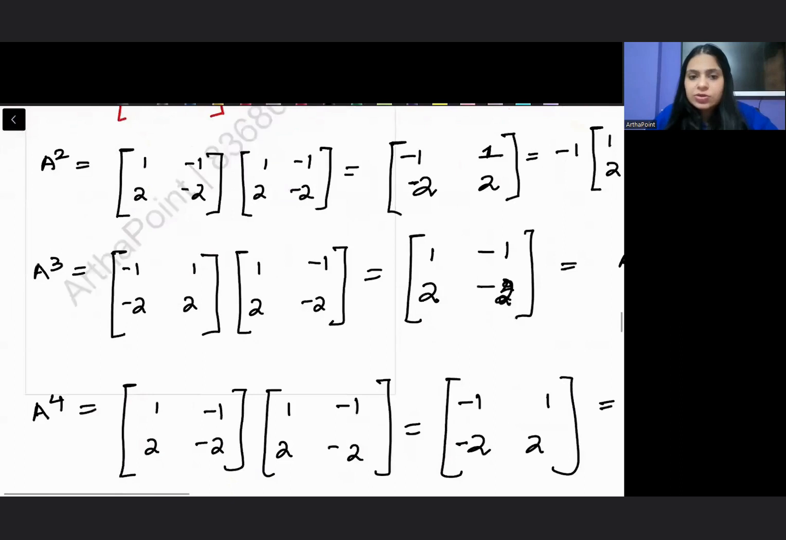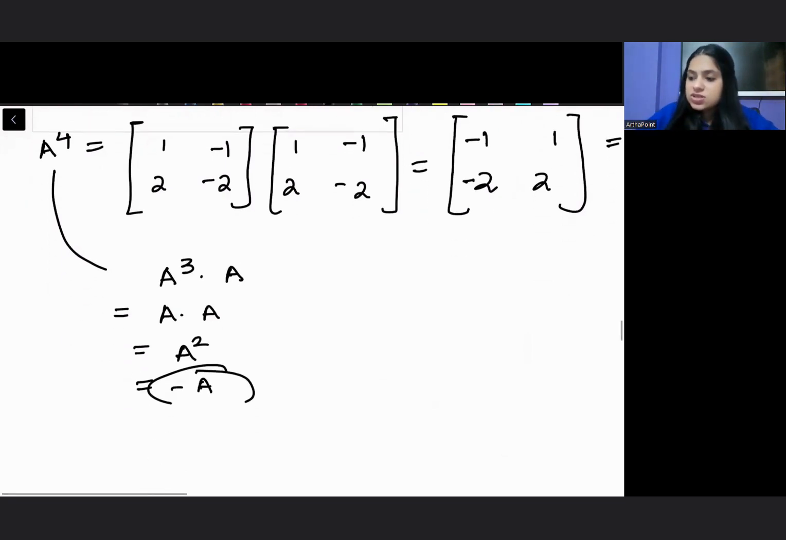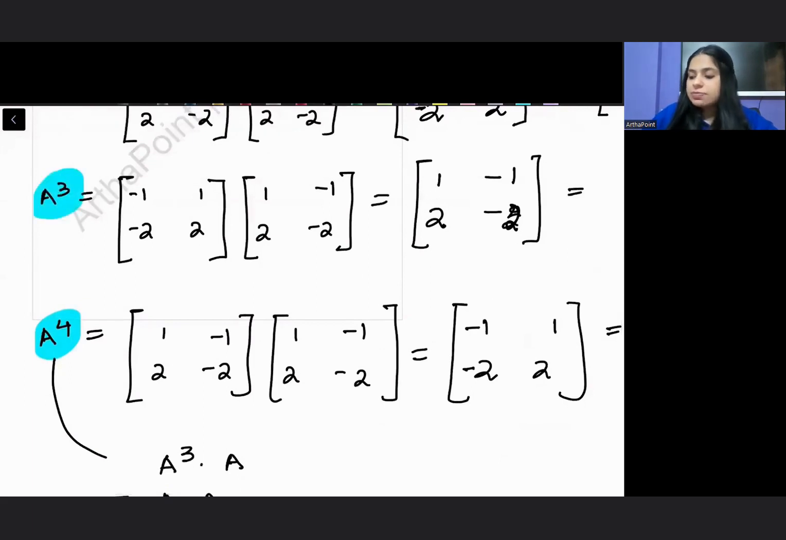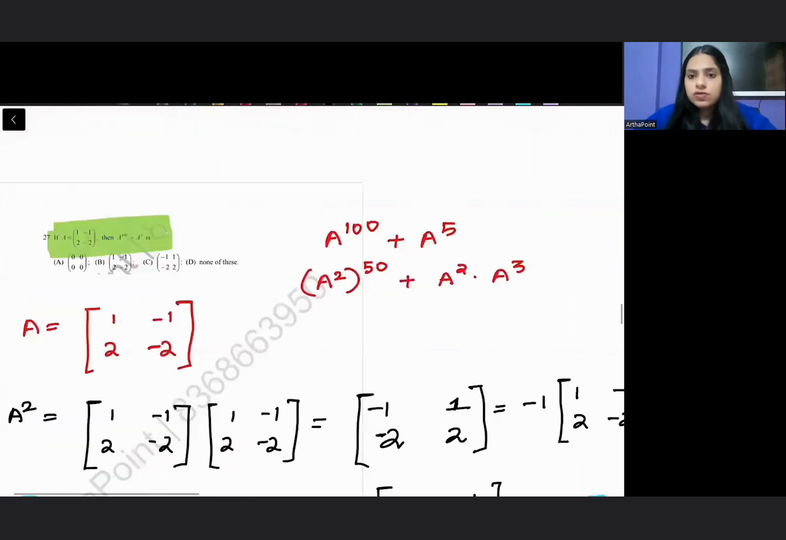And there is another way to check this out. You can clearly see that A to the power 4 will be A to the power 3 into A. A to the power 3 is just A, so this is A square, and A square is nothing but minus A. So what we have noticed is that whenever we have an even power, it will give me the answer as minus A. And whenever we have an odd power, that will give me the answer as A. Actually, that is enough to solve this question.